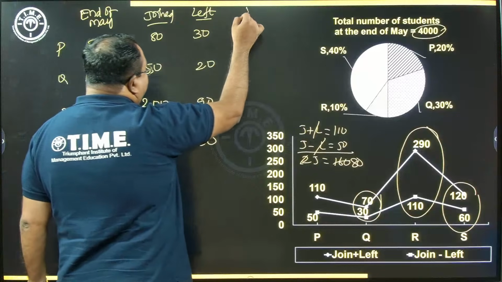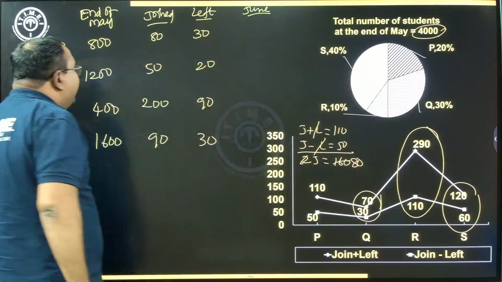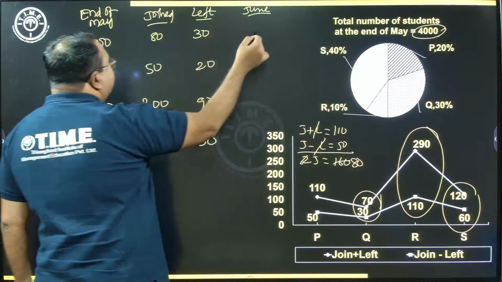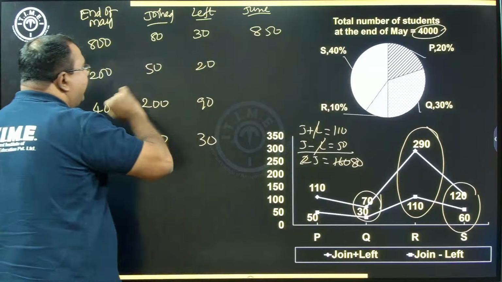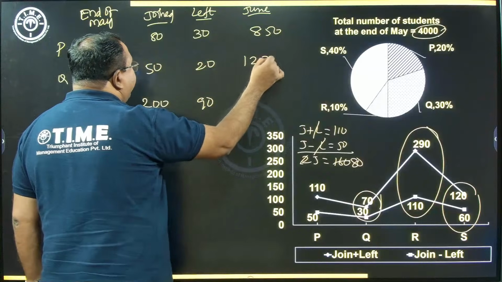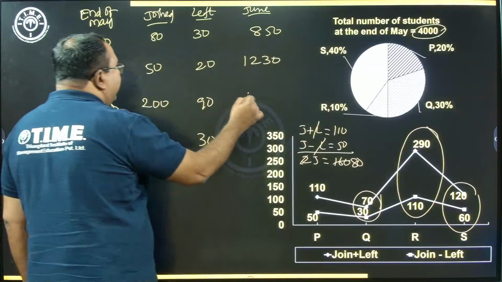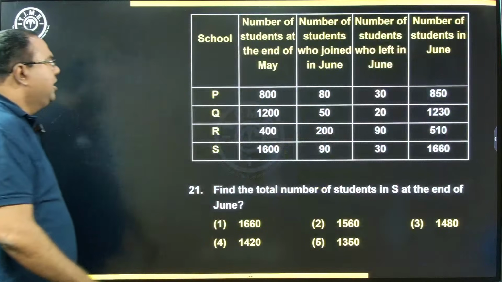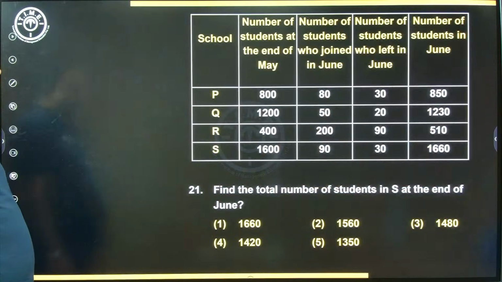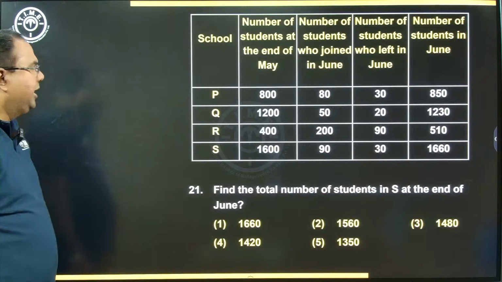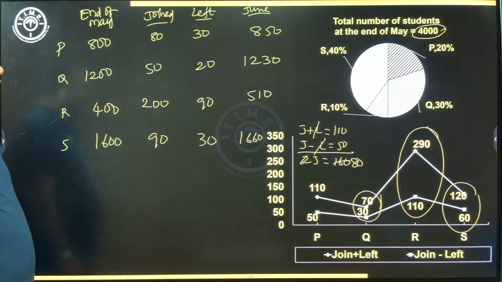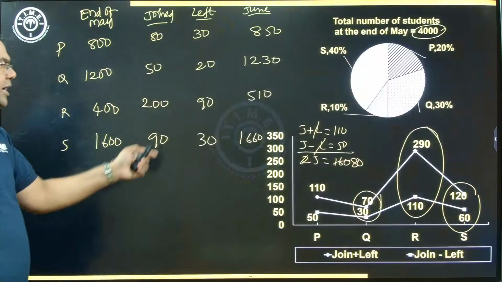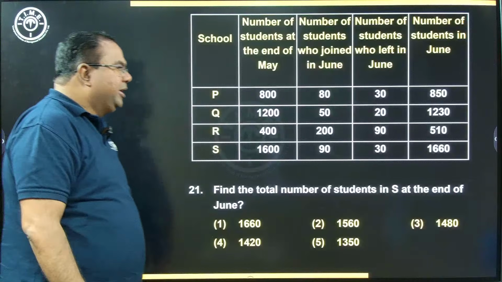So how many are there in the month of June now? At the end of May, 800 are there, 80 joined, 30 left. 80 minus 30 is 50, so it is 850. 50 minus 20 is 30, so 1230. 200 minus 90 is 110, so 510. 90 minus 30 is 60, so 1660. That's the same thing I have put here: 800, 1200, 400, 1600, 80, 30, 50, 20, 290, 90, 30, 850, 1230, 510, 1660, right? The entire data which I have simplified, I have put in table form here.